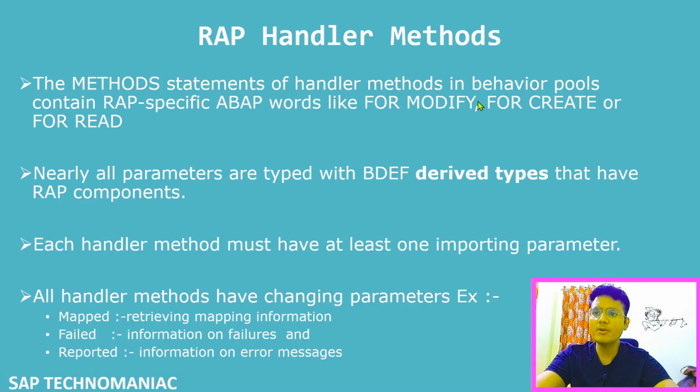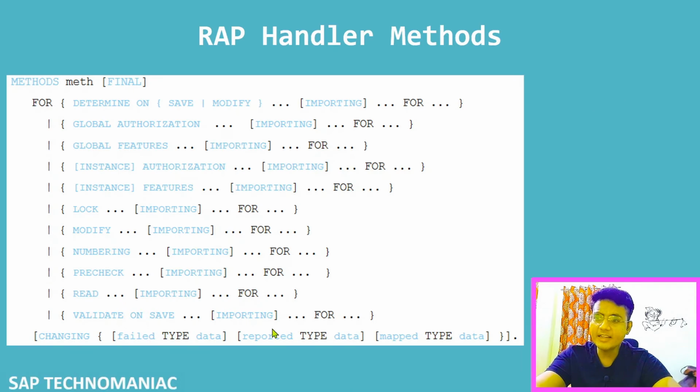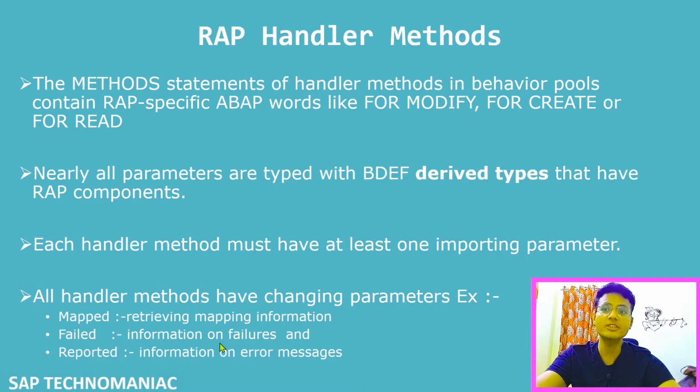One more important thing: for authorization, or in our case instance authorization, we have given it, and in the same way we can give it for modify, or for create also. These are the RAP specific statements. All the data, the importing and exporting parameters, will be typed with a data type that is called the derived data type. This is the most important concept in BDEF.